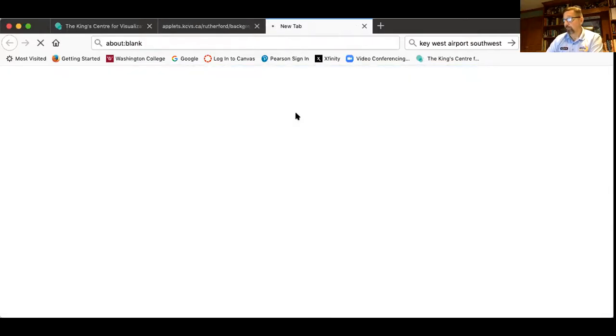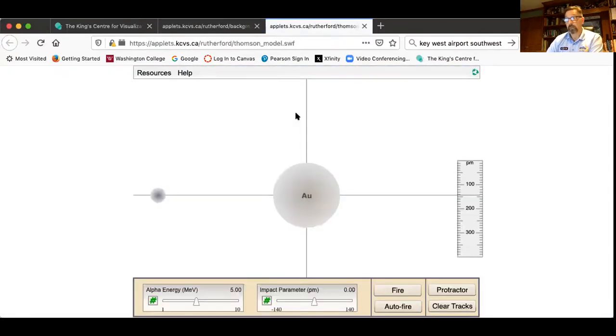I'm going to start off with Rutherford's prediction. Hopefully you're seeing a gold atom sitting right there in the middle, and this is meant to be an electron right here. I like the auto fire mode because you get the picture of what's going on. There's one going right through the center. Notice that one started off a little bit offset, and that one's not as much offset.